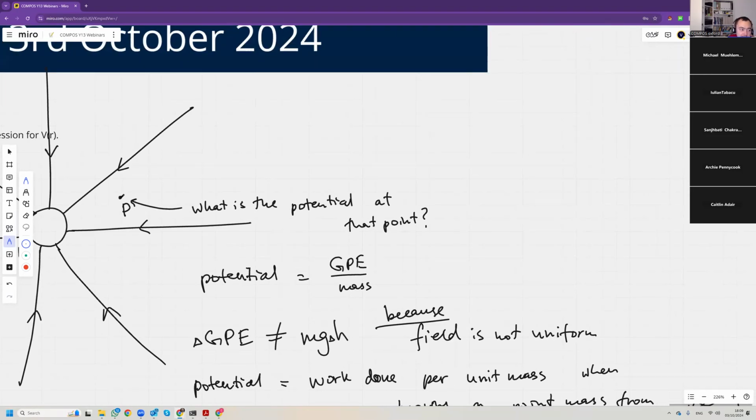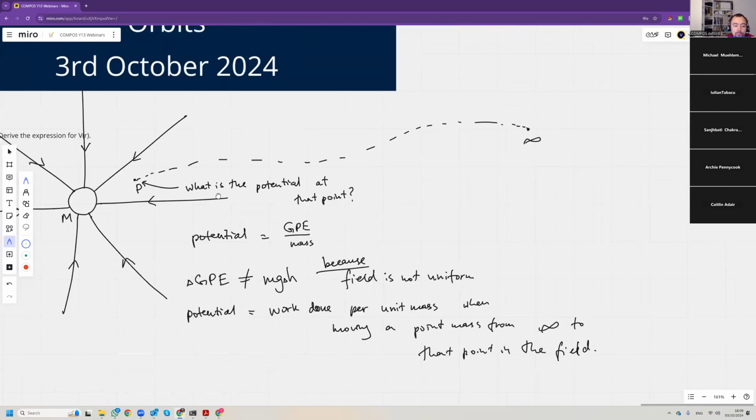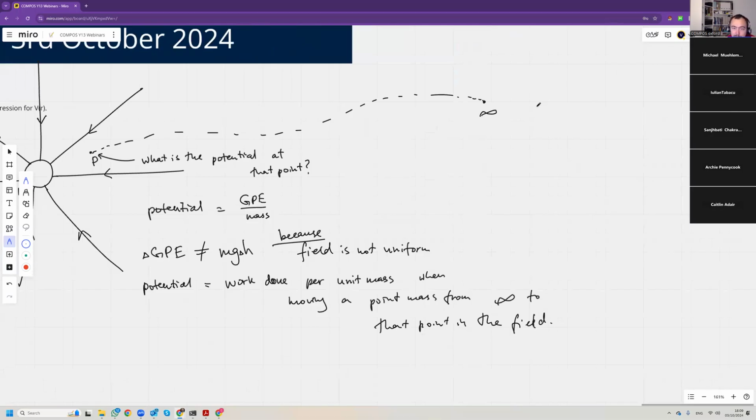So imagine you are at infinity. How much work do you need to do to arrive at point P? And if you divide that work by your mass, you will find the gravitational potential at point P. So potential at point P is the work per mass. Does everything make sense so far? On a scale of 0 to 10, maybe? Oh, wow. Okay.